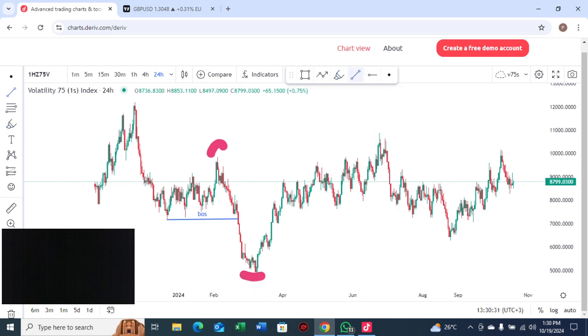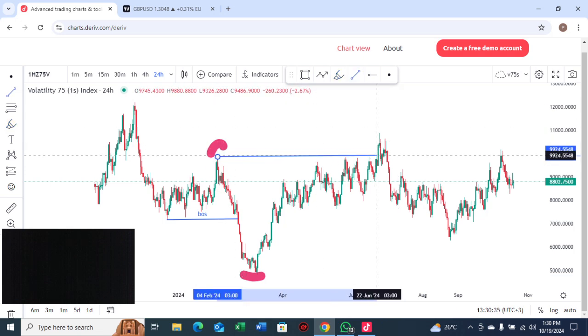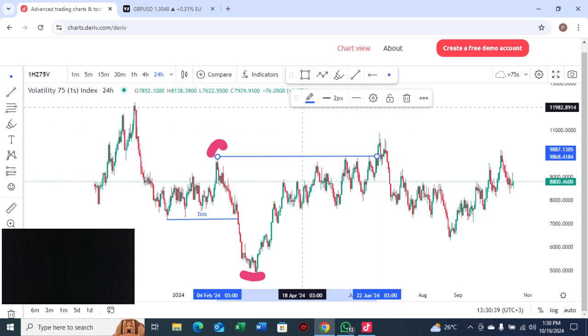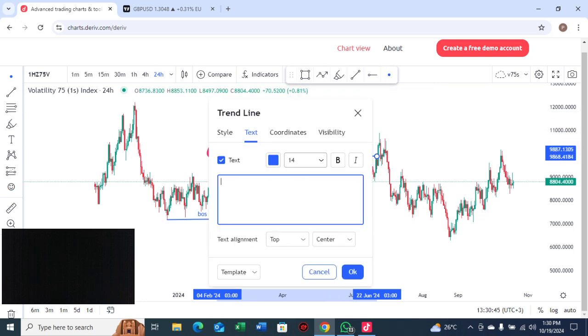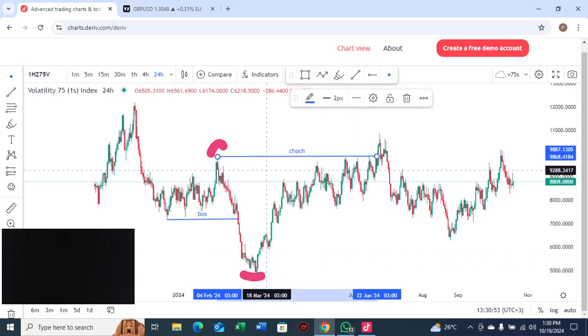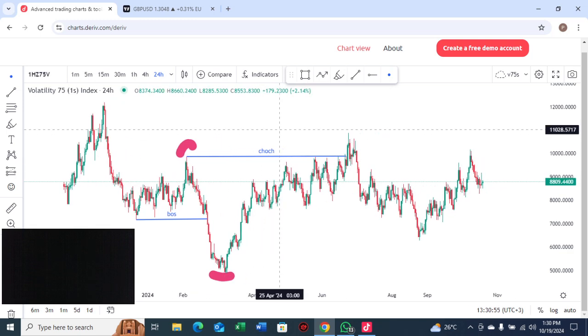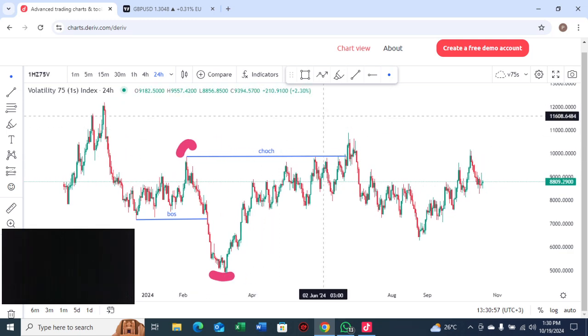But that one did not happen. Instead, this protected high, or this strong high, was taken out. So in this case, it means that the market has already changed direction. When the market gives us the change of character, it simply means that the market has changed its direction. So in this case, what are you expecting?